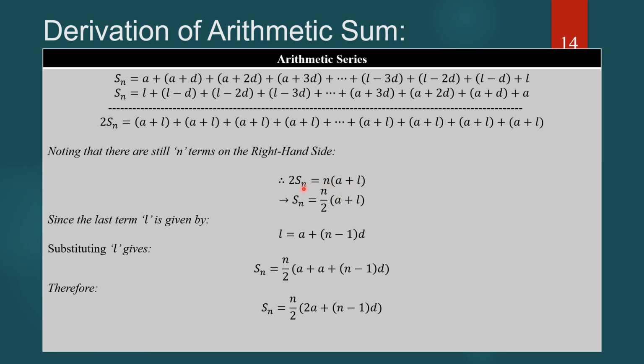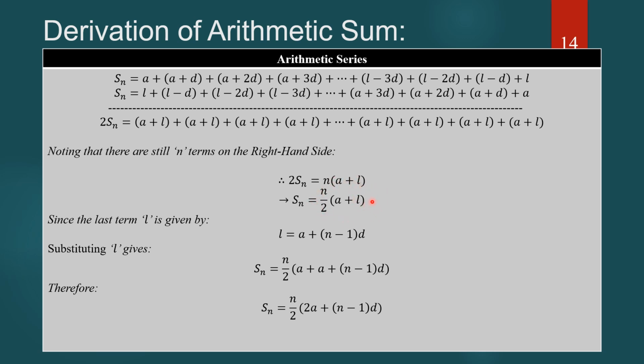So you will end up with an expression like this. Basically, you now want to express the sum of the sequence. You'll make it the subject of the formula, so you will divide both sides by 2, then you will have the expression as shown on your right hand side.